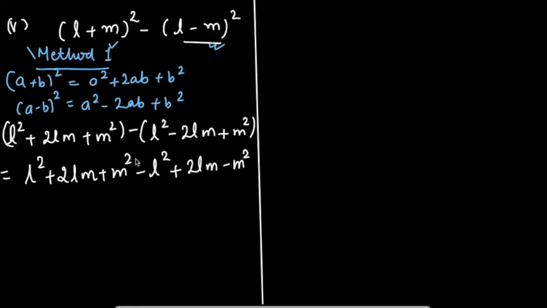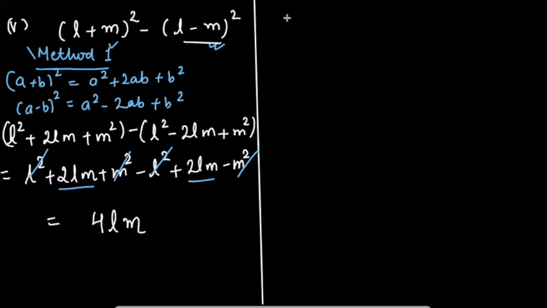Now what do you observe? If you want to simplify, opposite signs cancel, and again you have opposite signs, so you are left with 2lm plus 2lm, which can be written as 4lm. So this is the factorization of the given expression.